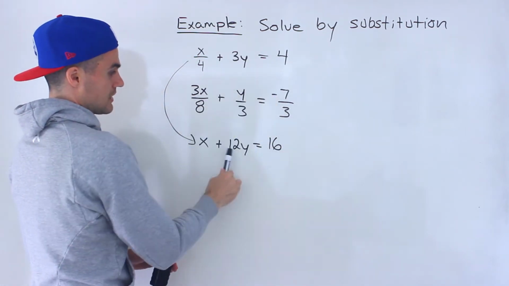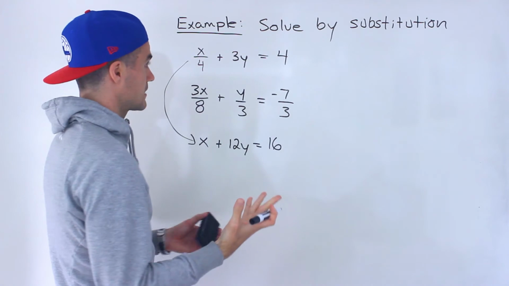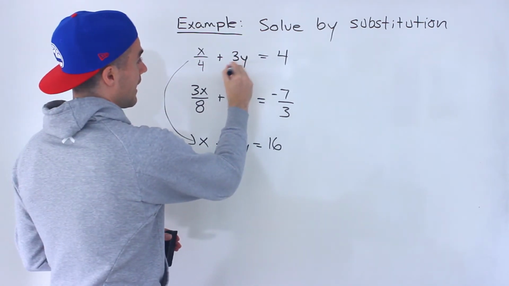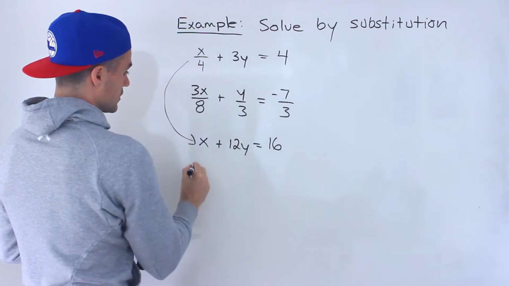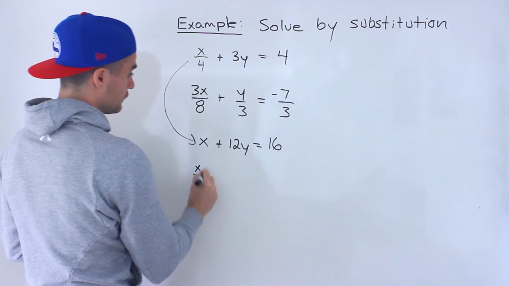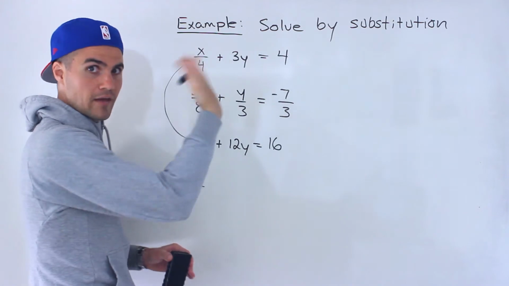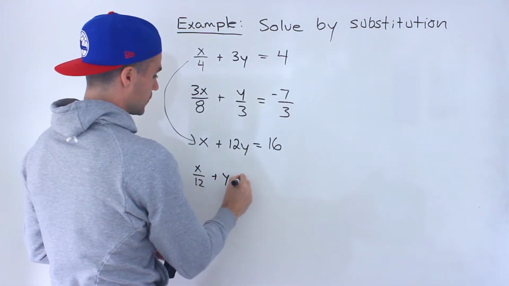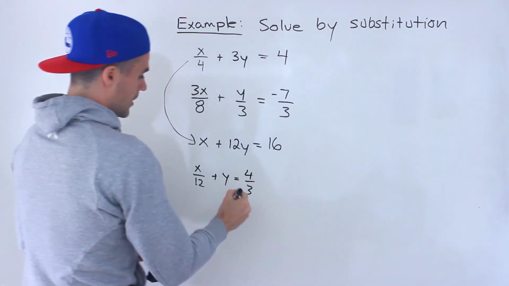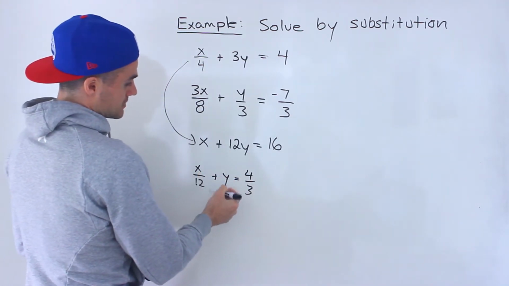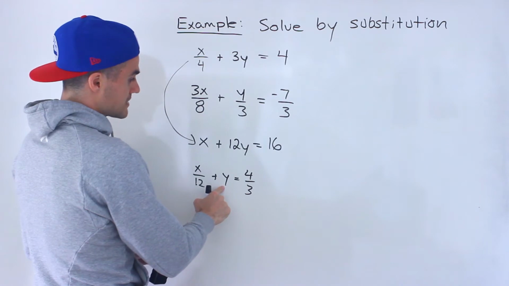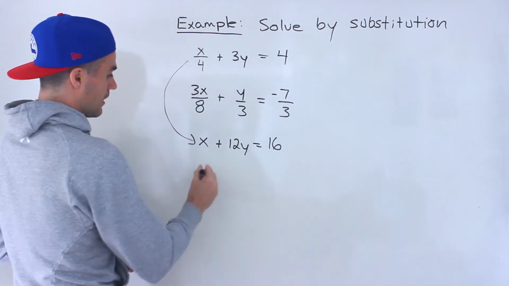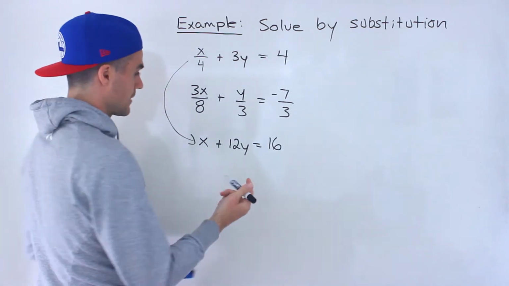So this equation and this equation are the exact same thing. You could have also isolated for the y if you wanted, so you could have divided everything by 3. So then you would have x over 12, right? x over 4 divided by 3 is x over 12, plus y equals 4 over 3. But then you're dealing with more fractions when you get the y by itself. So I thought getting the x by itself would be a little bit better of an option, but it doesn't matter. You should get the same answer whichever way you go.